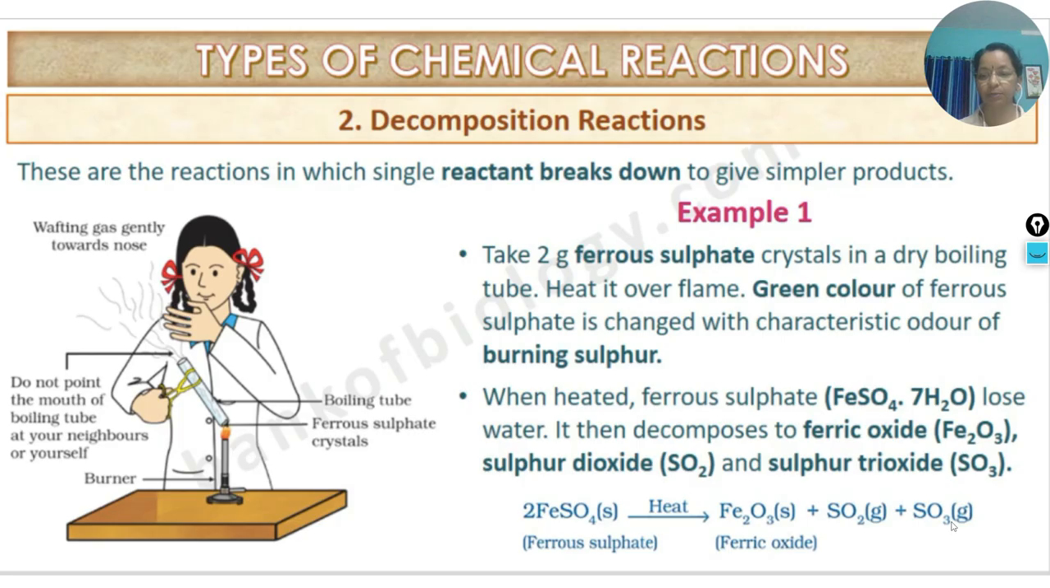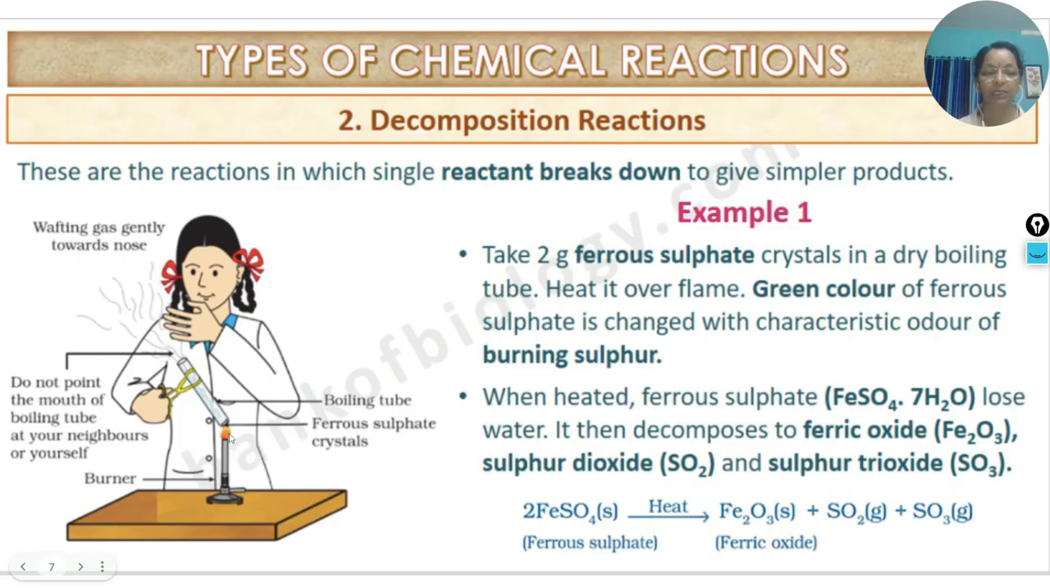Two gases are being produced together with the formation of ferric oxide. So ferrous sulfate crystals is getting another color. It's a dull brown color after heating it. So what happens is the decomposition of ferrous sulfate, and the products are ferric oxide, sulfur dioxide and sulfur trioxide. One thing you notice, we are supplying heat.